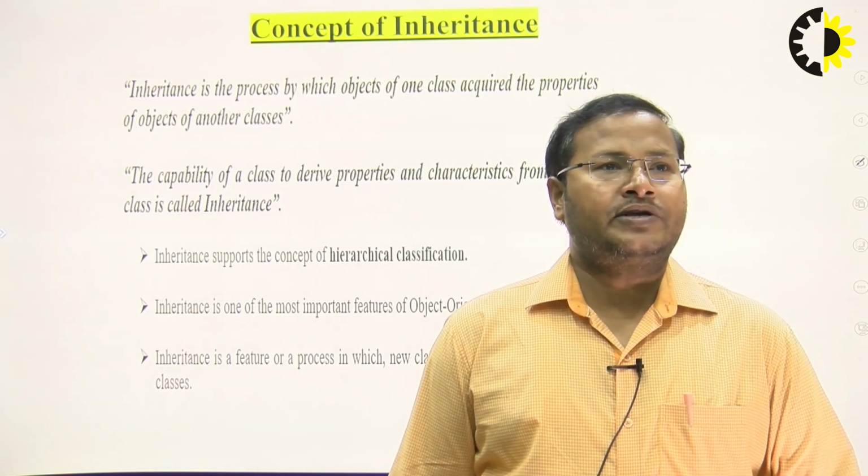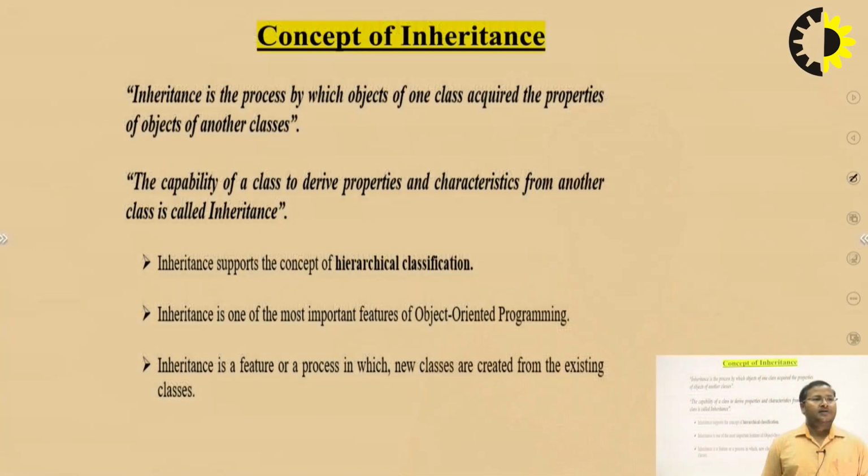Firstly, I want to give the concept of inheritance. Inheritance is the process by which objects of one class acquire the properties of objects of another class. The capability of a class to derive properties and characteristics from another class is called inheritance. Basically, inheritance supports the concept of hierarchical classification. Inheritance is one of the most important features of object-oriented programming. It is a process in which new classes are created from existing classes. I will show this one by one.